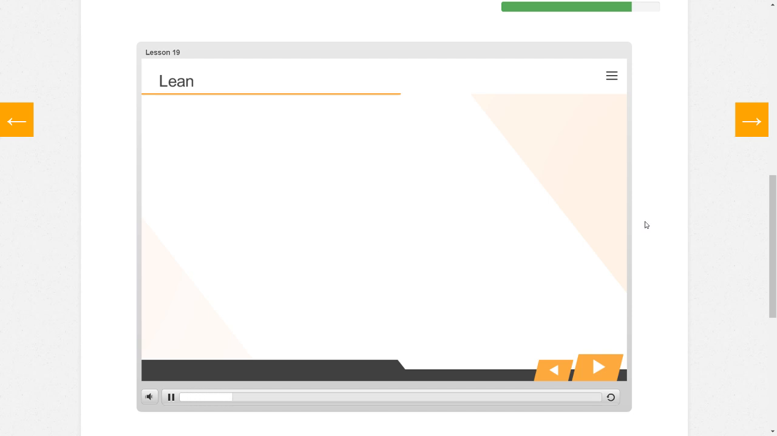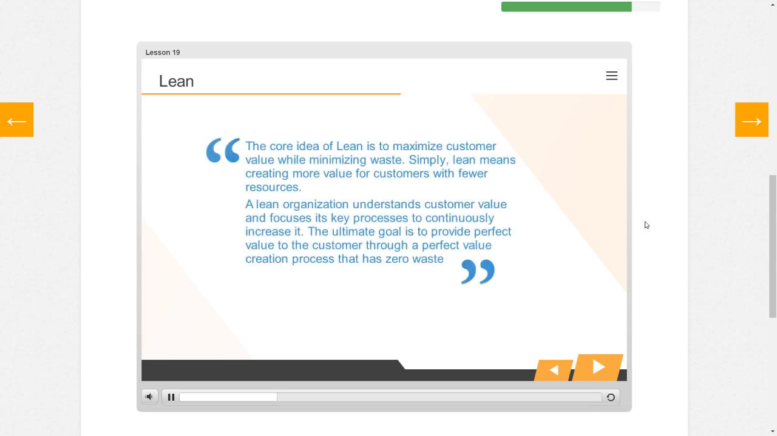The next area we'll study is lean. You might have heard of lean IT or lean manufacturing. You can see the definition of lean on screen here. Lean organizations will try to improve efficiency, reduce delays, reduce costs, and improve quality.